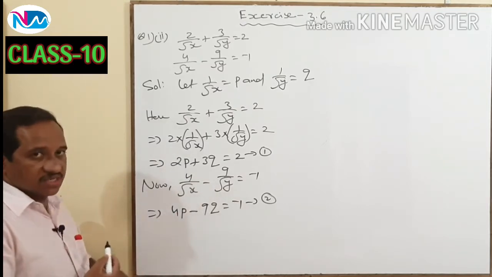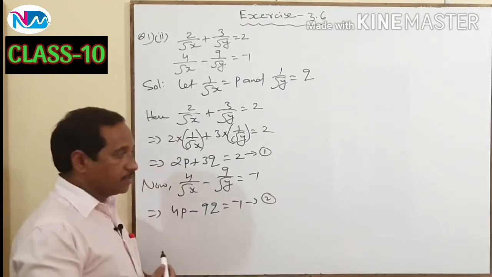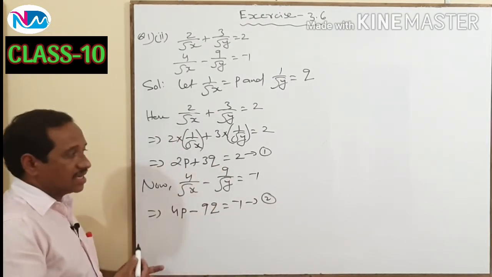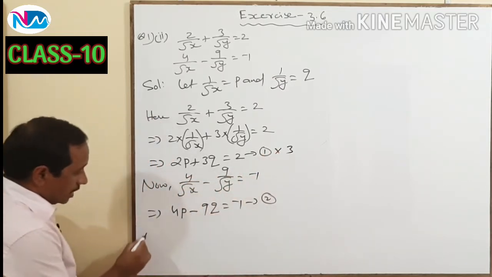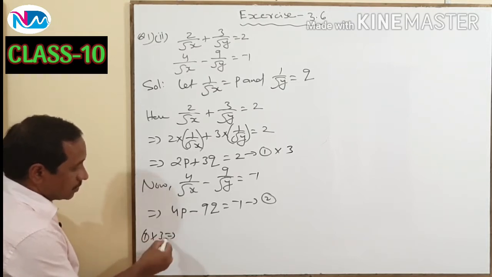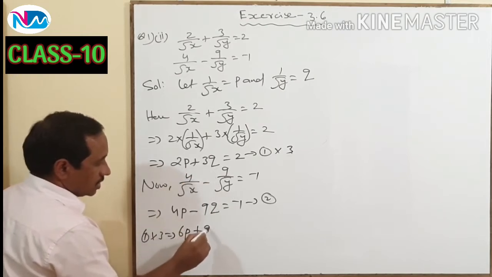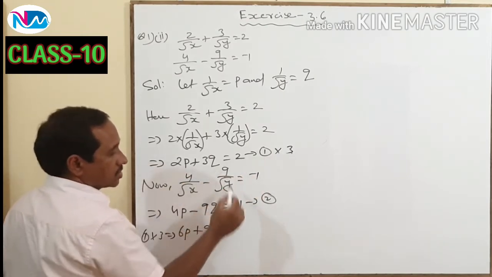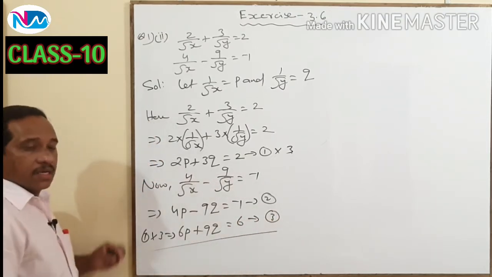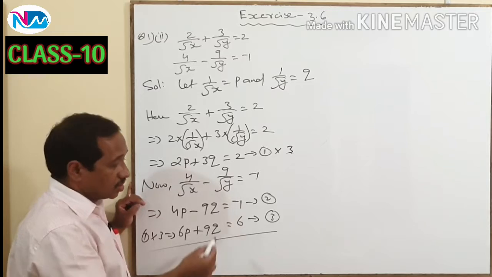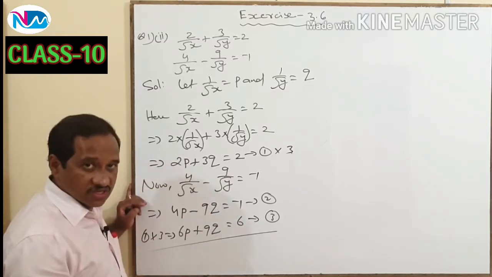Now we will solve equations 1 and 2 by the method of elimination. Here I am going to eliminate the variable q. For that, I will multiply equation number 1 with 3, and I get 3 into 2, 6p, plus 3 into 3, 9q, is equal to 3 into 2, 6, which is given equation number 3. In equation 2 and equation 3, you can see that the coefficients of q are equal but with opposite sign.